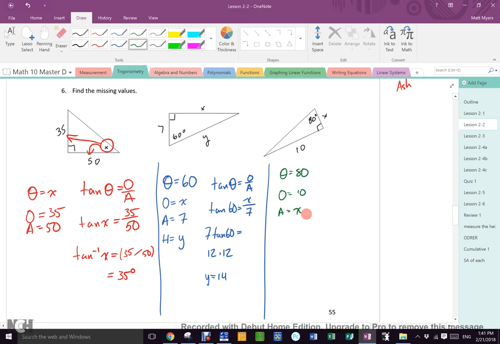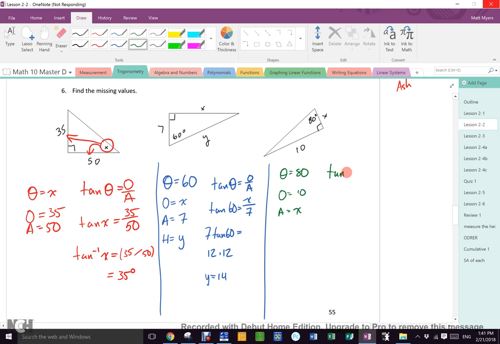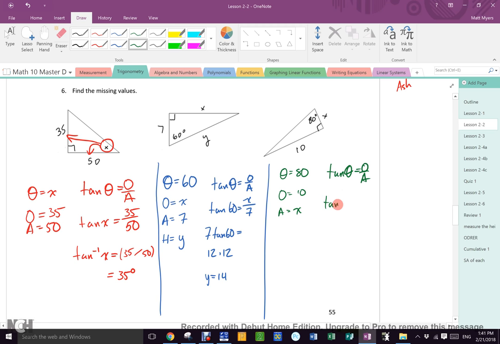Do you know what to do here? Yes. You do, because tan theta is O over A. You can't do it wrong if you write it out. Tan of 80 equals 10 over X. What are you going to do when the X is on the bottom? Divide. So X equals 10 divided by tan 80. Now, remember, when you're dividing by tan 80, you got to do it right.